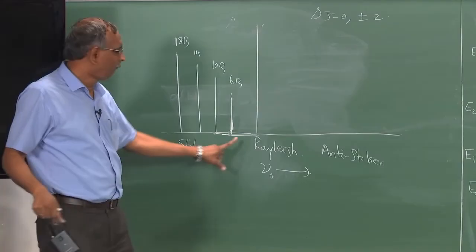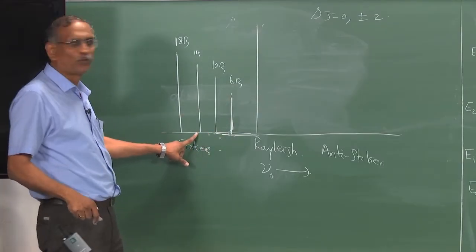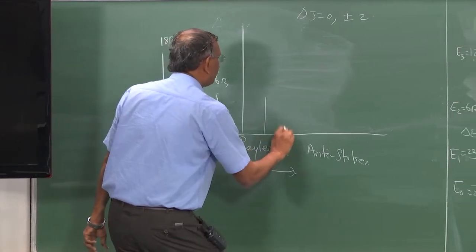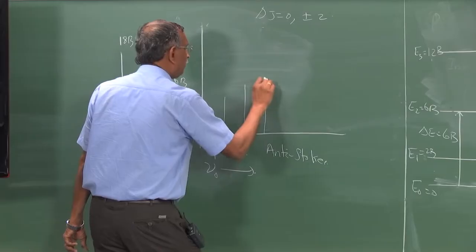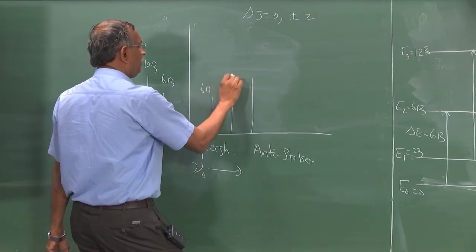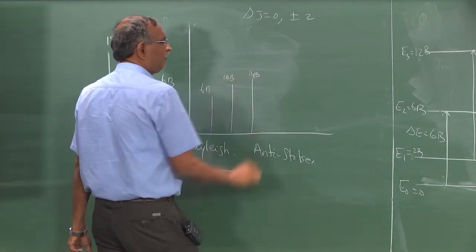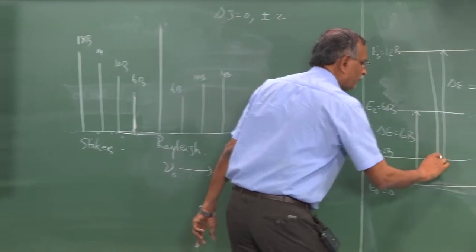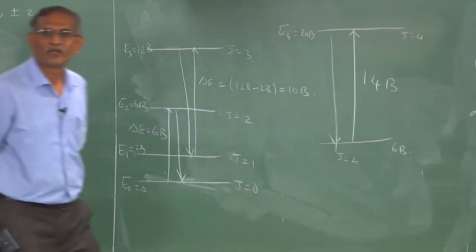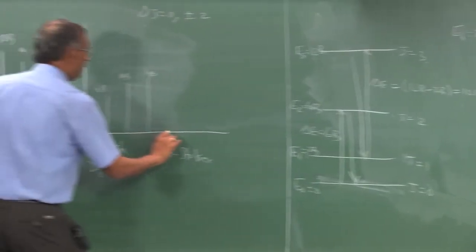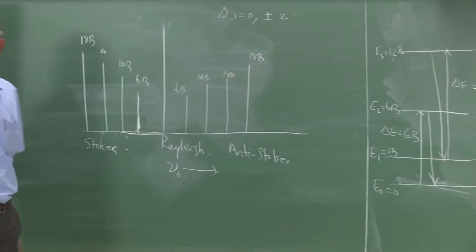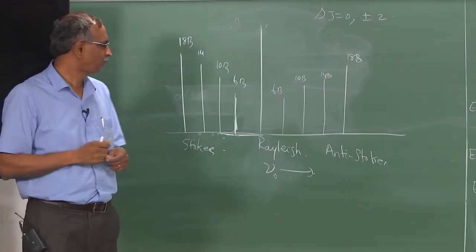These are the nu naught minus 6b, nu naught minus 10b, nu naught minus 14b, and so on. Therefore, I would put something like 6b, 8b; this is 6b, this is 10b, this is 14b, due to this process. Okay. So, you see a very symmetric spectrum on either side of it for a rigid rotor.